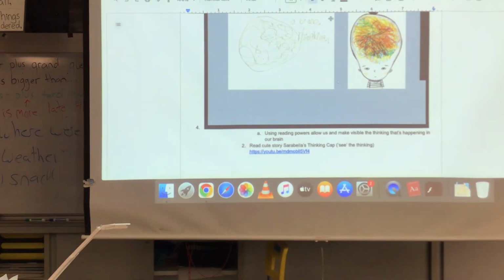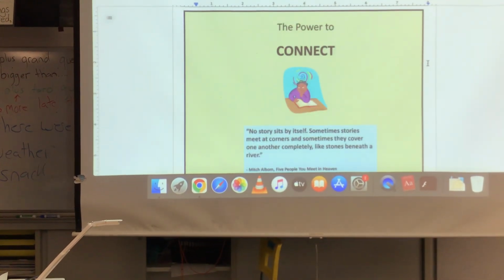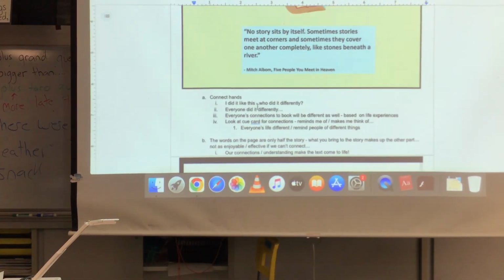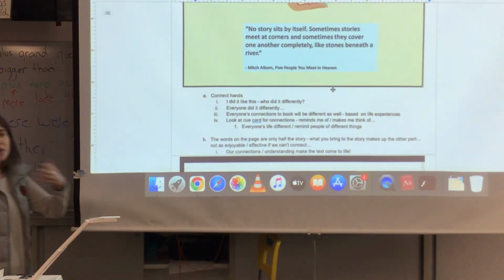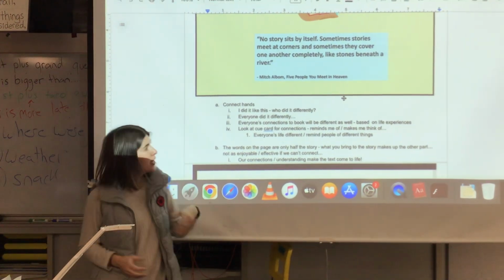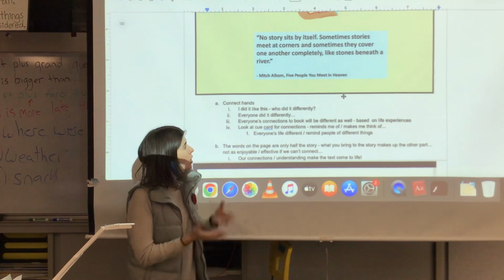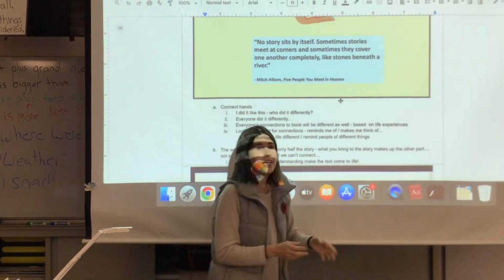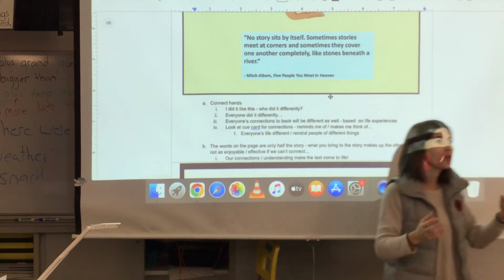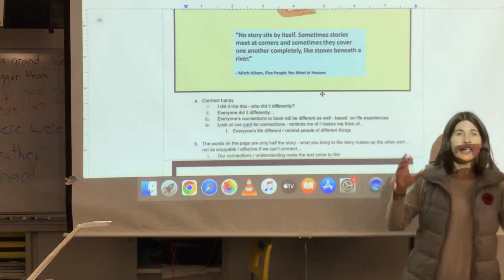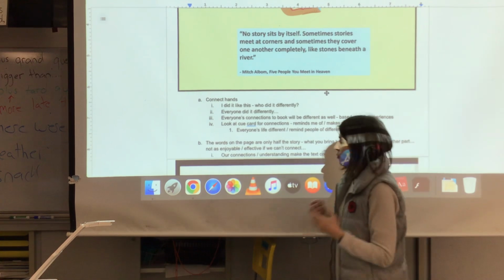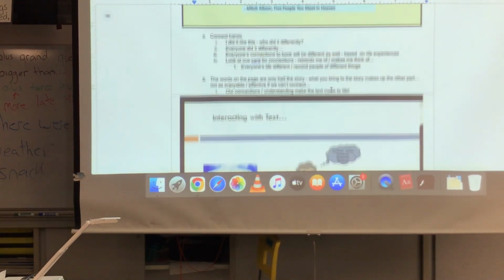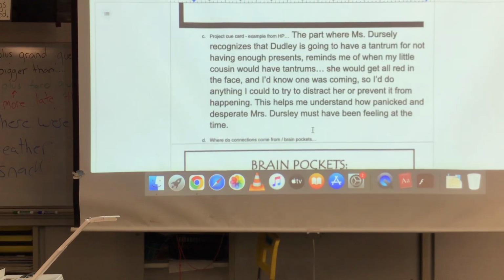So then we go on to our first reading power, which is the power to connect. I have them sort of connect their hands. Notice, okay, everyone connect your hands. Oh yeah, looks like you all did it differently. Why? You're different people. The link here is knowing that even though you've read the same books, your connections will likely be different. We're going to focus a bit on that. The words on the page are only half the story, so this sort of mentioned that again.